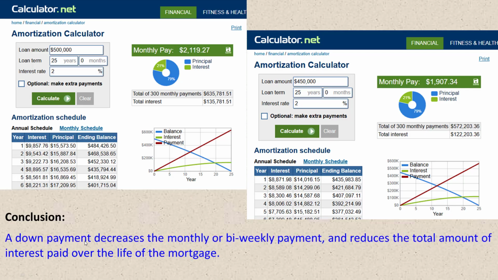So a down payment decreases the monthly or bi-weekly payment and reduces the total amount of interest you're going to pay over the life of the mortgage because you're borrowing less money. That's why you're paying less interest. The less you borrow, the less interest you pay at any given interest rate.